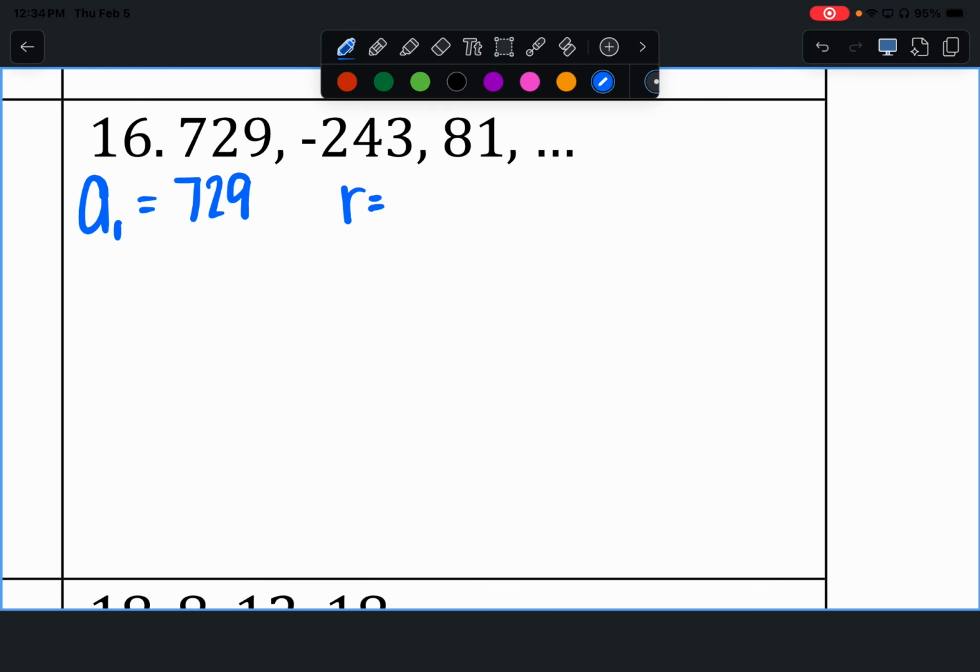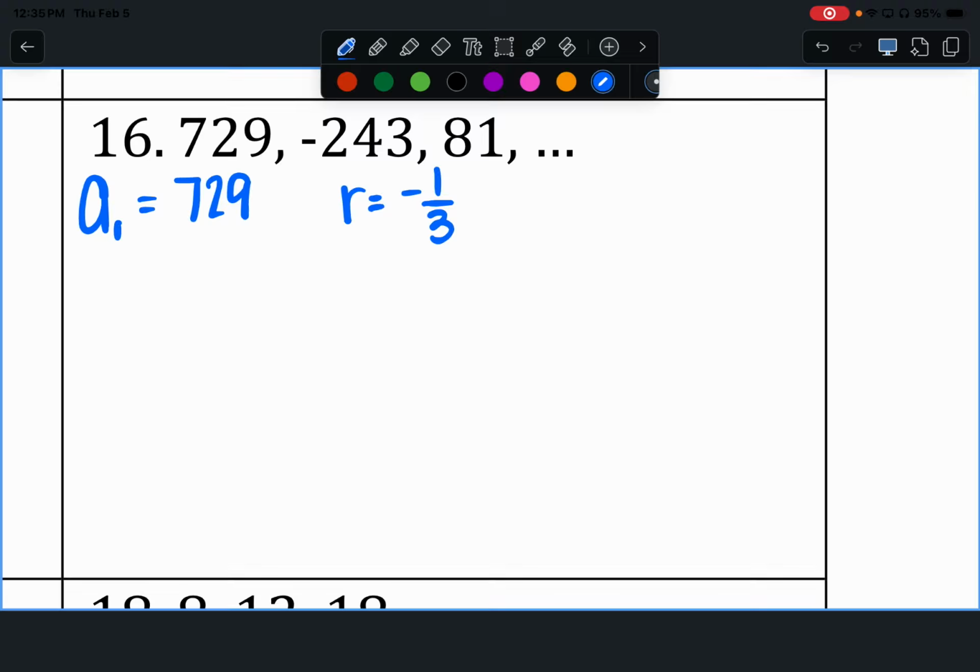What is the common ratio for 16? It is negative 1/3. Okay. The easiest way to do that is to say negative 243 over 729 using the fraction function on your calculator. You got to go backwards on these.